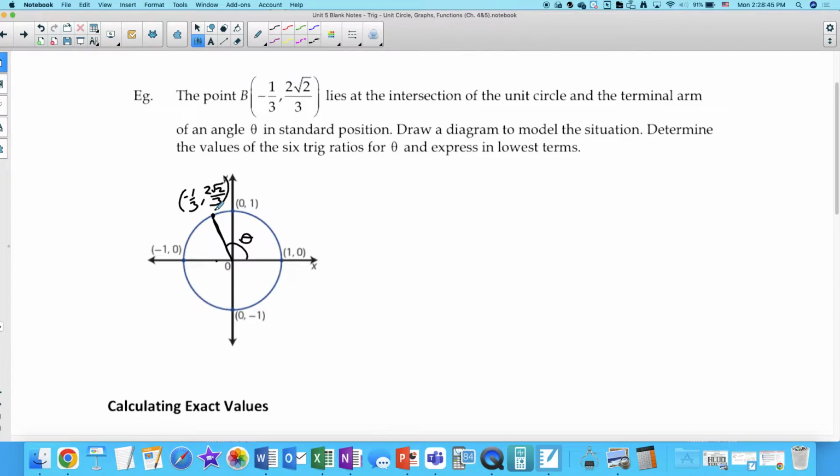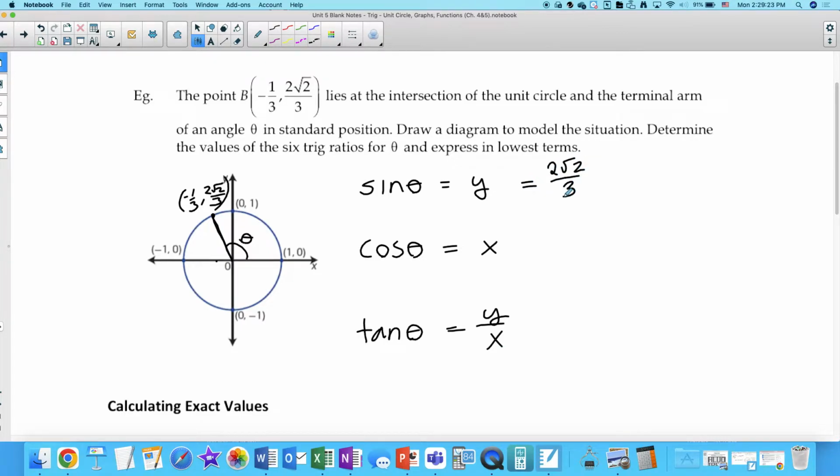Okay. Now when you're working with the unit circle, it's helpful to think about your trig ratios in terms of y and x. Right? So if you think sine theta equals y, cosine theta equals x, tan theta equals y over x. Let's start with that. Because we know on the unit circle that the radius is 1. All right, so the y coordinate is 2 root 2 over 3. Okay? Cosine of that angle theta would be negative 1/3.